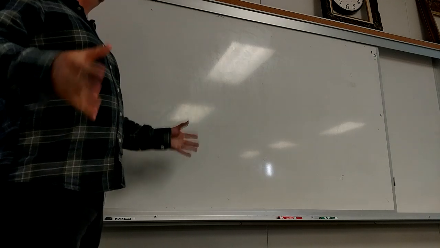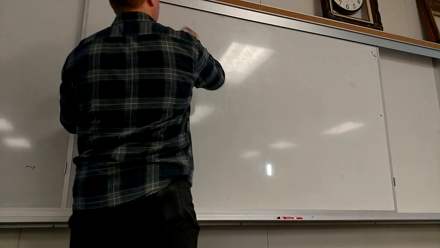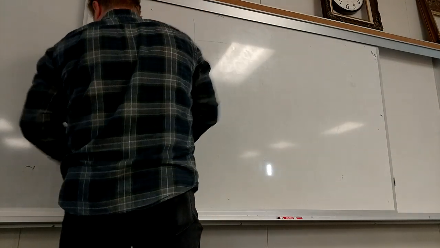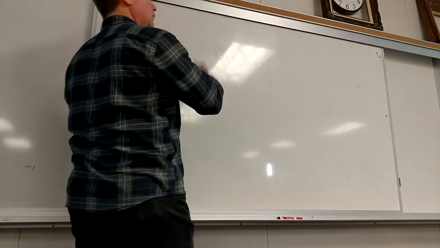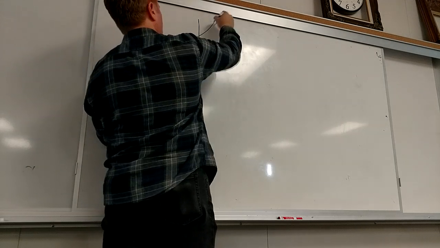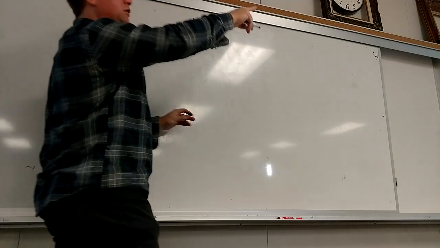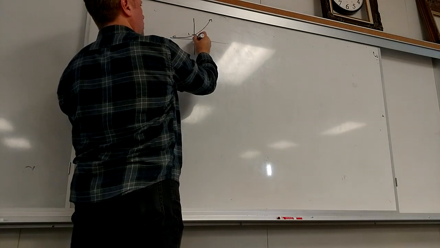What's different with part B? Find an equation of the tangent of the curve y equals e to the x that passes through the origin.